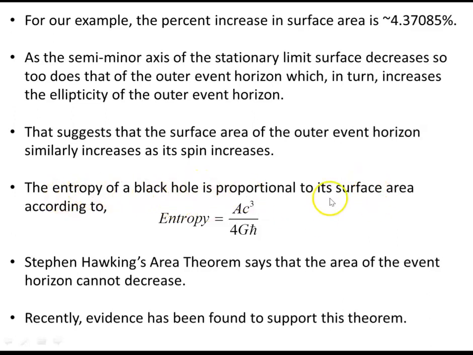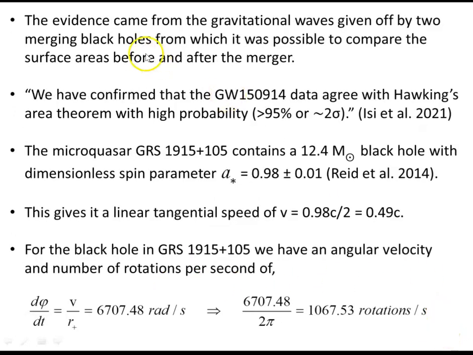Now, the entropy of a black hole is proportional to its surface area, according to entropy S = A c^3 / 4 G ħ. And Stephen Hawking's area theorem says that the area of the event horizon cannot decrease in transformations. In any sort of interaction, it can't decrease. So recently, evidence has been found to support this theorem. The evidence came from the gravitational waves given off by two merging black holes, from which it was possible to compare the surface areas before and after the merger.